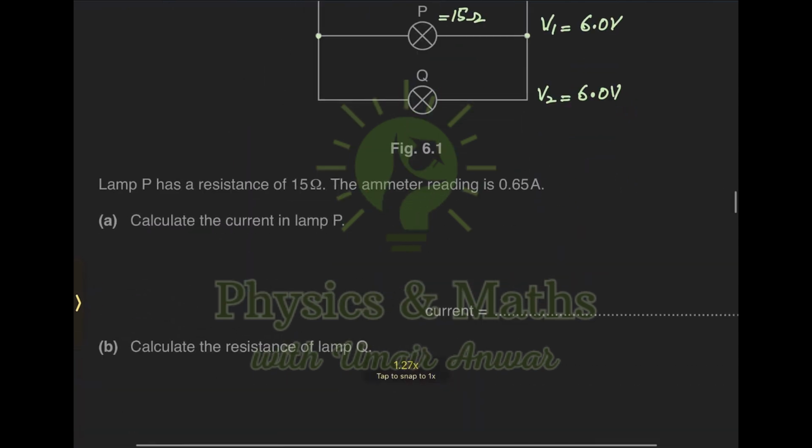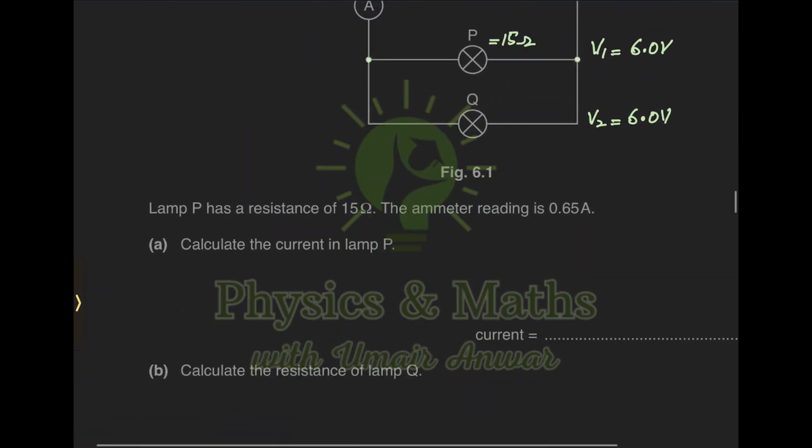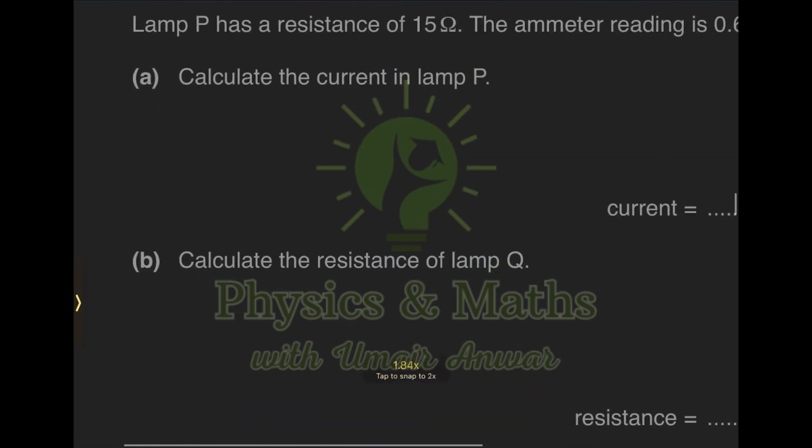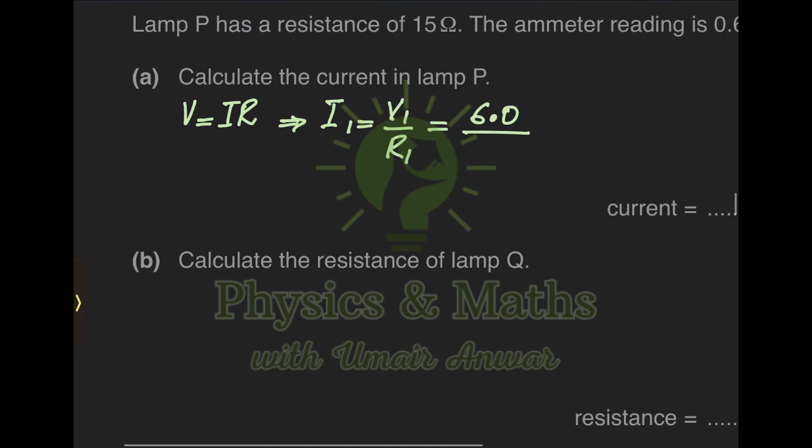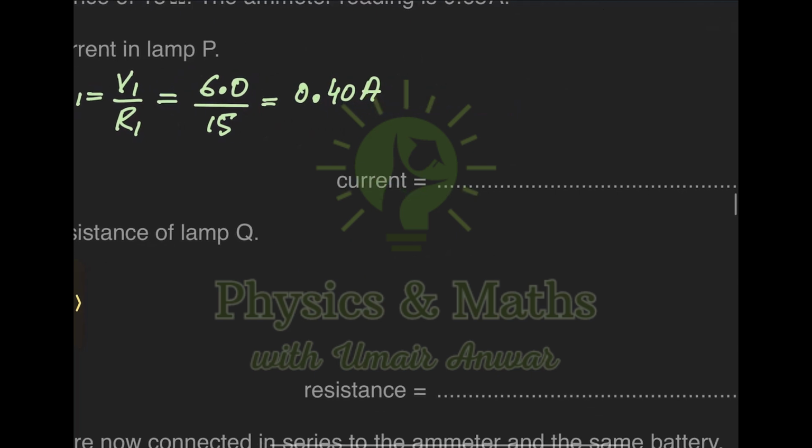Calculate the current in lamp P. Now for calculating the current in lamp P, we are going to use the relation V is equal to IR, which means current I1 is going to be equal to V1 upon R1. The voltage in all the branches is the same as the EMF source, which is 6 volts, and the given value of the resistance is 15. So the answer in two significant figures is going to be 0.40 amperes here.